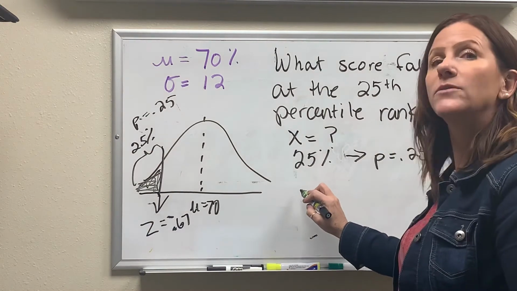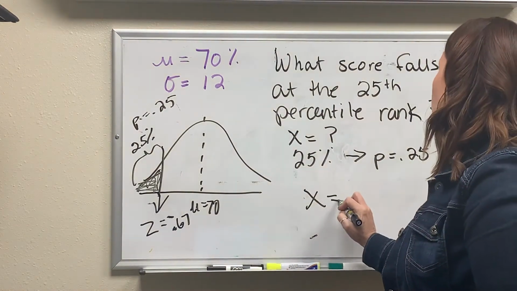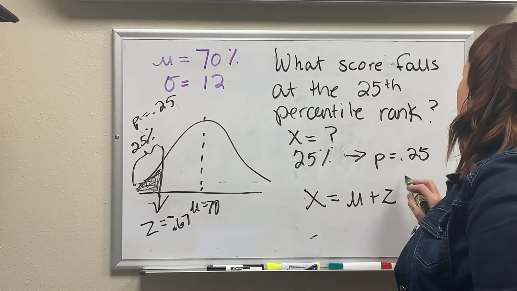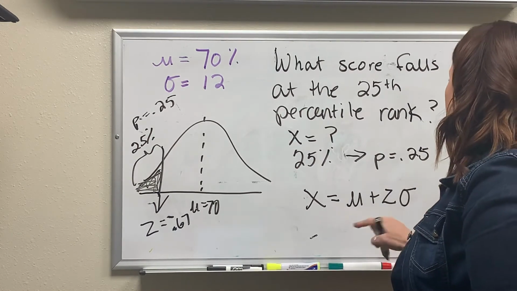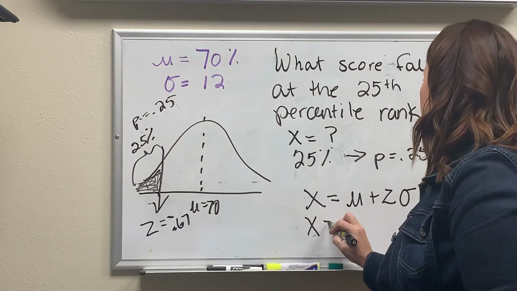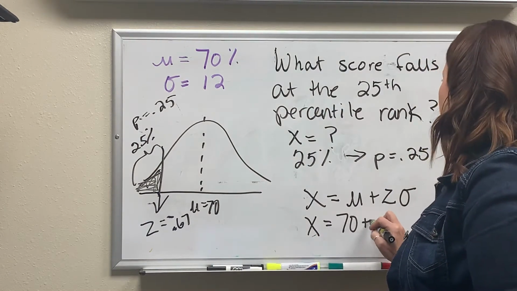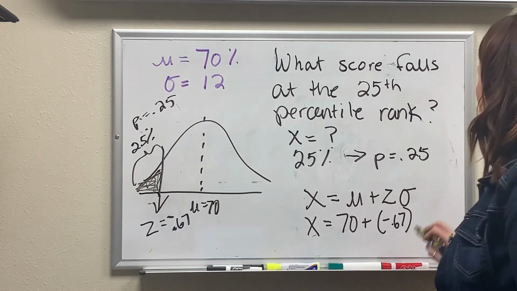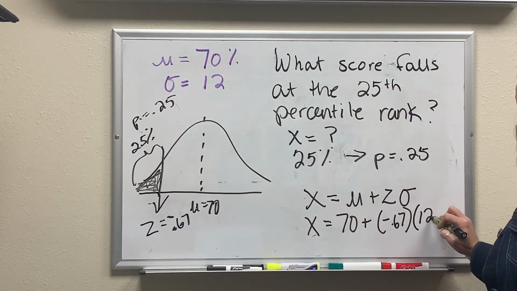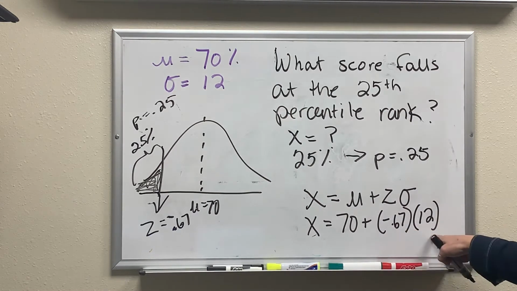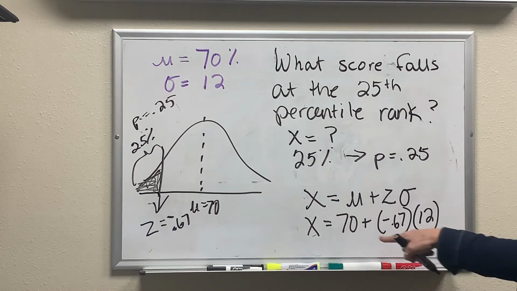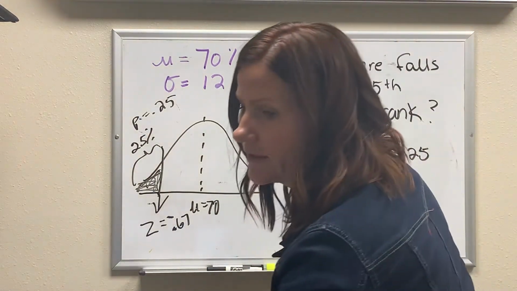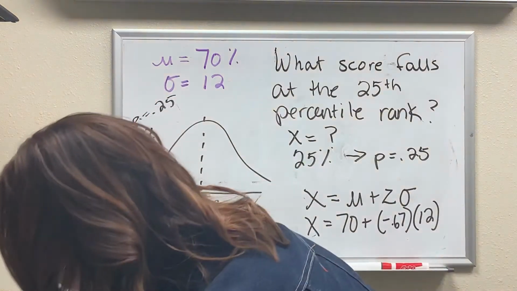So we can use our raw score equation. X equals the mean plus z times the standard deviation. So we're gonna do 70 plus negative 0.67 times 12. So when you multiply these together, that's going to be a negative that's going to be subtracted from the 70, okay?